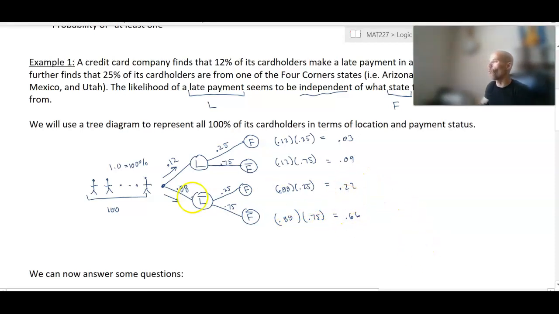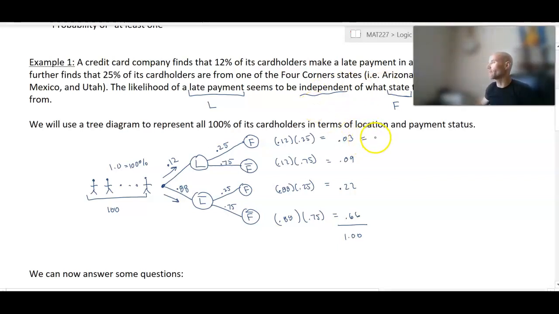Again, notice that those add up to 0.88. That's the total proportion of people that move downward in the first place. And what should we get when we sum these up? Well, if this is the 12%, this is the 88%, then this should always add up to 100%. That's our 100 people accounted for. They're in four different categories.